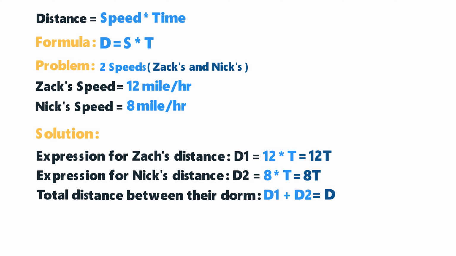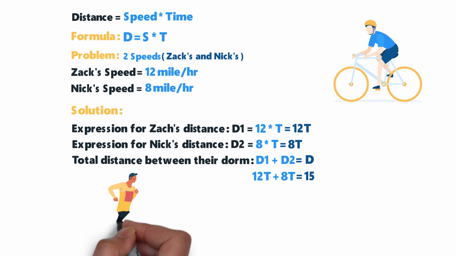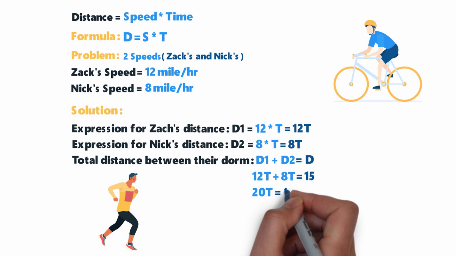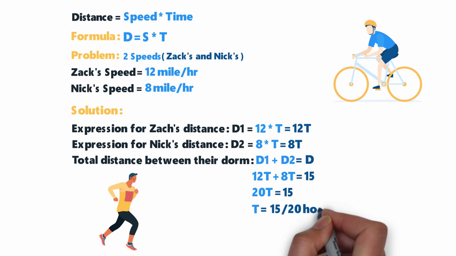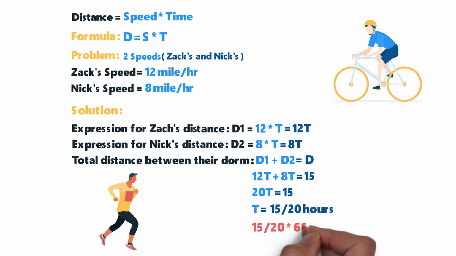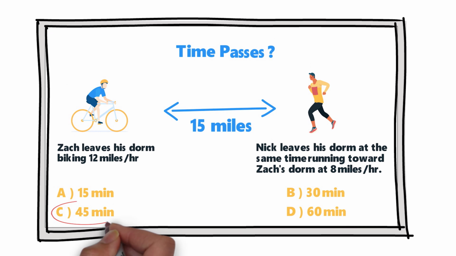Now we can do some substitutions, and we can say that 12t plus 8t equals 15, and 15 is the distance between Zach's and Nick's dorms, which means that 20t equals 15 after simplification, which means that t equals 15 divided by 20 and is measured in hours, which is 3/4 of an hour, and 3/4 of an hour is 45 minutes. So the correct choice here is choice C, 45 minutes. Hopefully you've nailed this question and now know how to solve similar problems on the test.